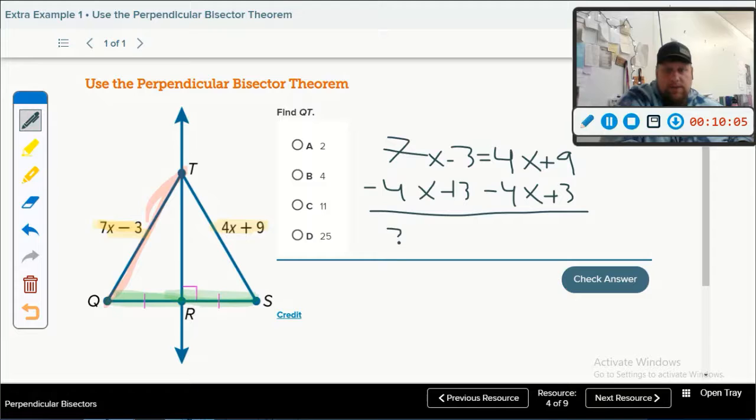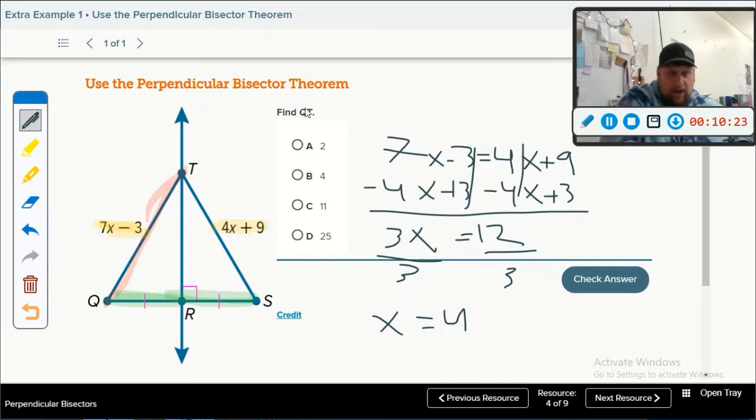7x minus 4x is 3x. Negative 3 plus 3 is gone. 4x minus 4x is gone. I'm left with equals 12. And when I divide everything by 3, boom! I get that x equals 4.